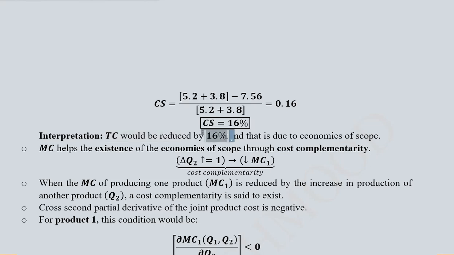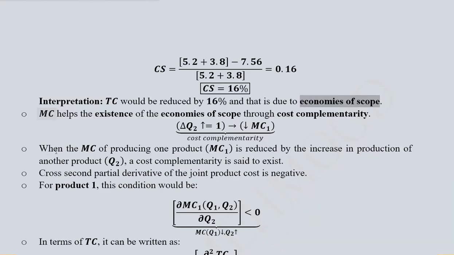So this is the interpretation: if we go towards the joint production, it is going to reduce the total cost by 16%, which is substantial, and it is likely that there is the presence of economies of scope, due to which the total cost by producing jointly has declined. In addition to the total cost, marginal cost also has relevance with the economies of scope, because we can use marginal cost in determining if there are economies of scope.